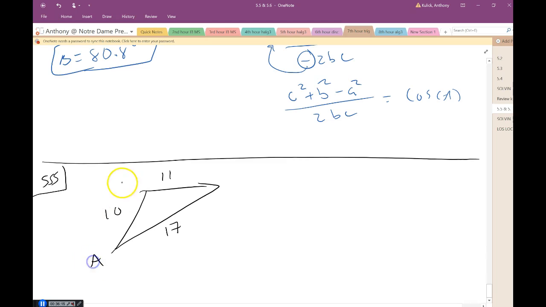Oh, let's put some labels on this. That way when people find angles, we can be like, oh, I got angle A to be this, not angle B to, and it's because I didn't label anything. So.